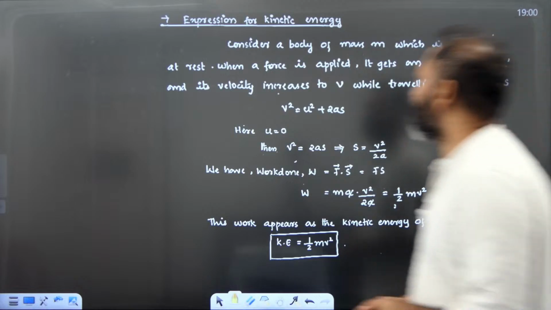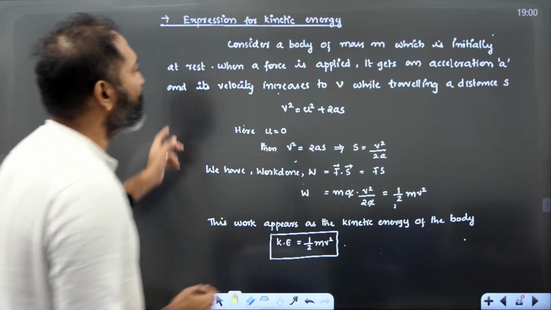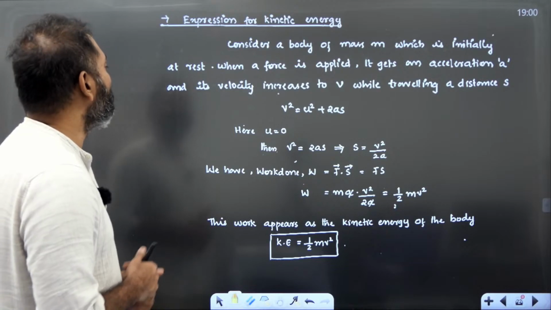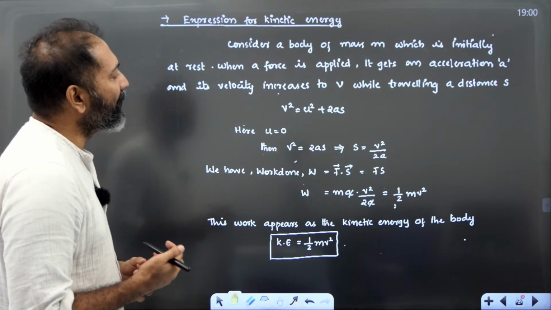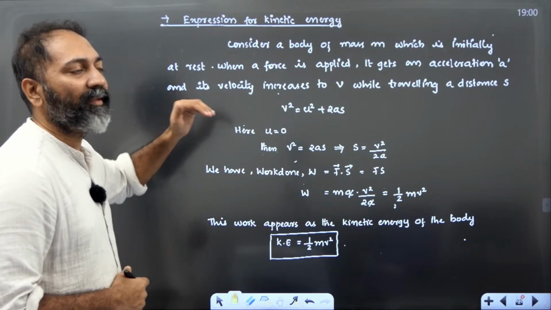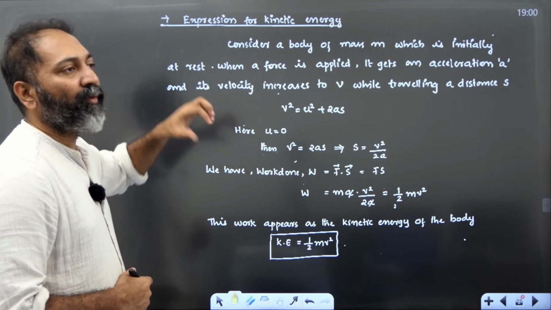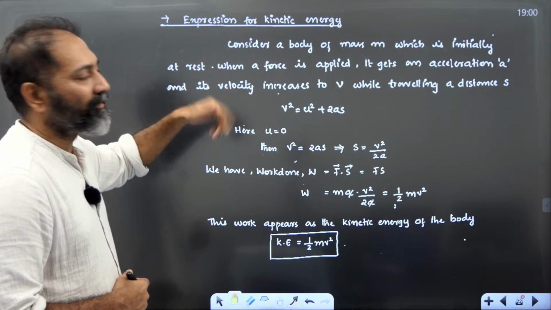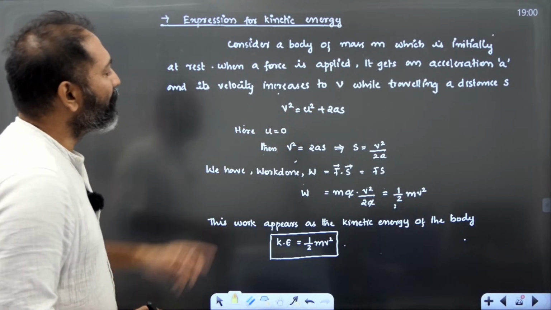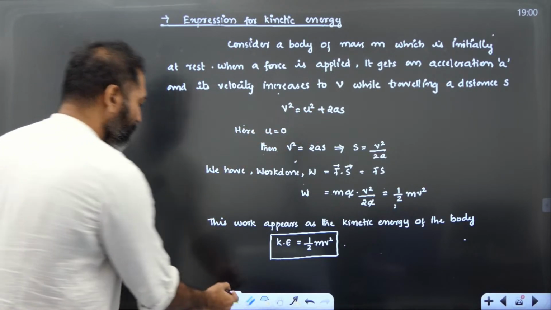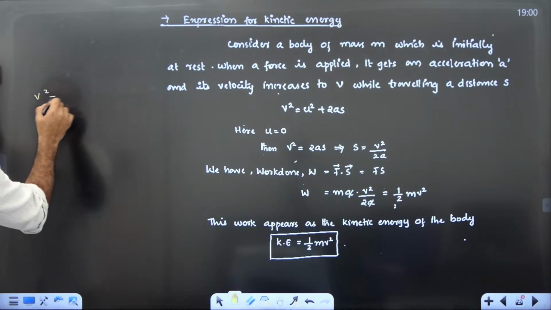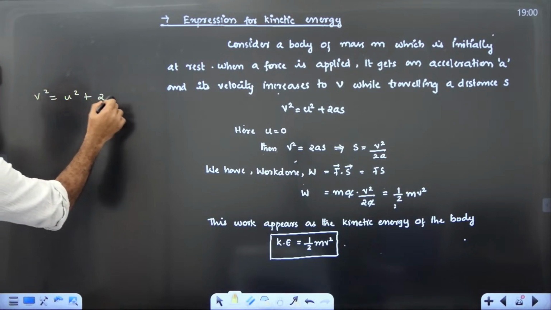Expression for kinetic energy. Consider a body of mass m which is initially at rest. When a force is applied, it gets an acceleration a and its velocity increases to v while traveling the distance s. So initial velocity is u. When a force is applied, its velocity increases to v and its acceleration is a. Here the body starts from rest. So what is the initial velocity? The equation is v square equal to u square plus 2as.